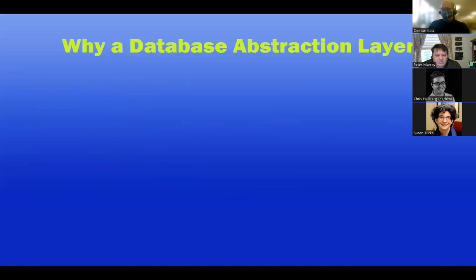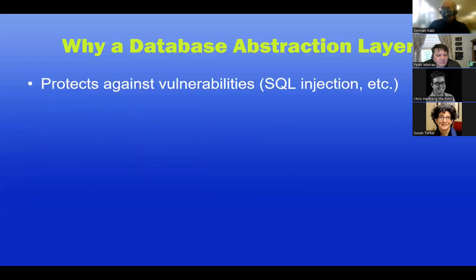So having established that we need a database, why use a database abstraction layer? There are a few benefits for this. One is, of course, to protect against vulnerabilities. SQL injection is a really common way of breaking into sites. And if you use an abstraction layer that forces proper escaping and so forth, you're less likely to accidentally leave some vulnerability somewhere.